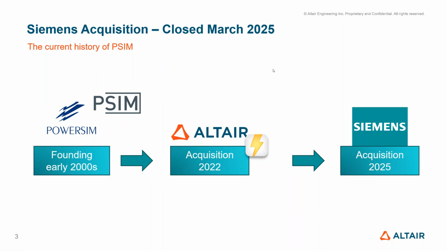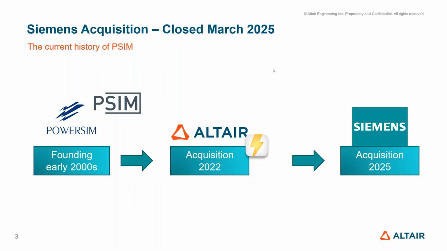So the current history of PSIM is the following. The company PowerSim was founded in the early 2000s. I believe the PSIM solver already existed. It was developed by Dr. Hua Jin, who is still working with us in Altair. He's part of our development team. So that makes PSIM's history close to being 30 years now. I think this really shows that this is a well-established tool in the market for power electronic simulations.